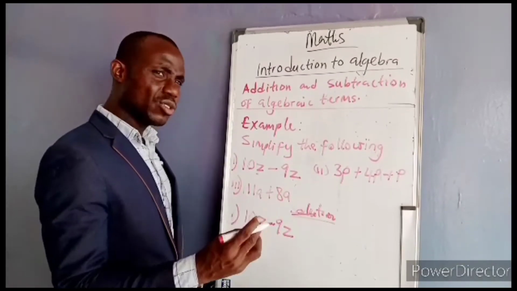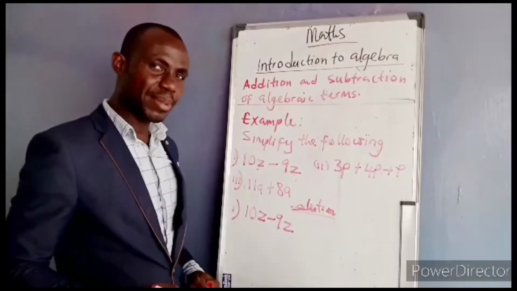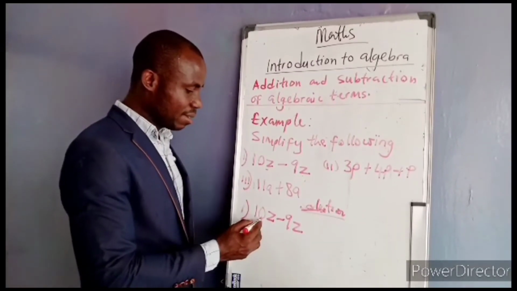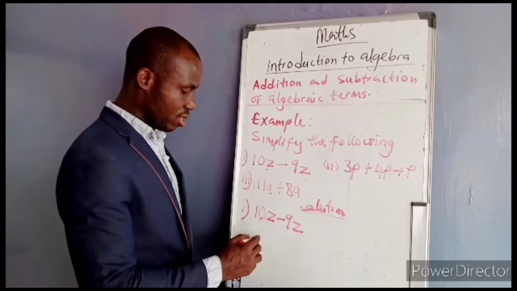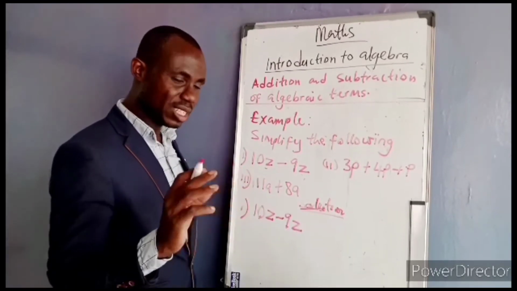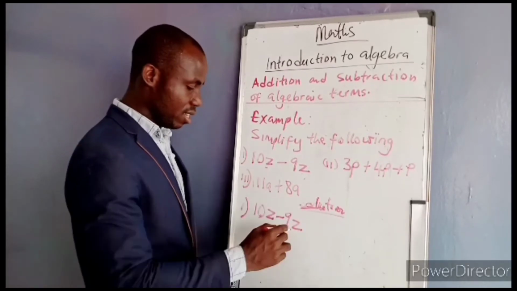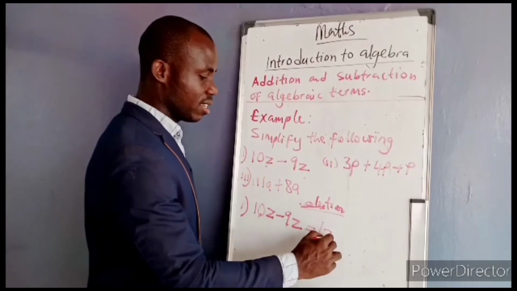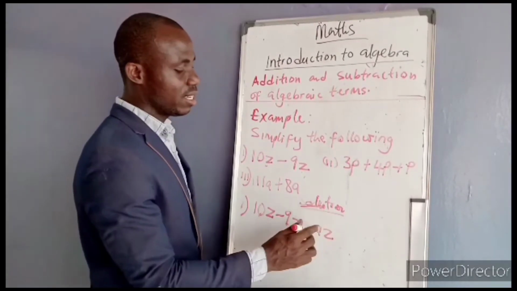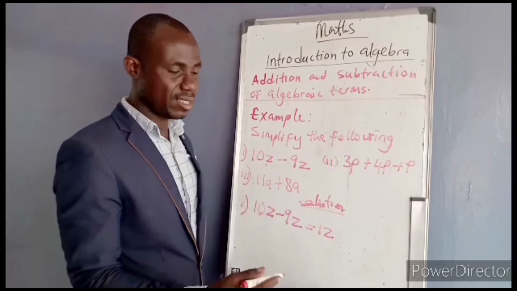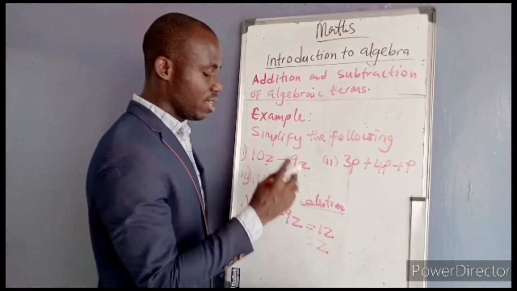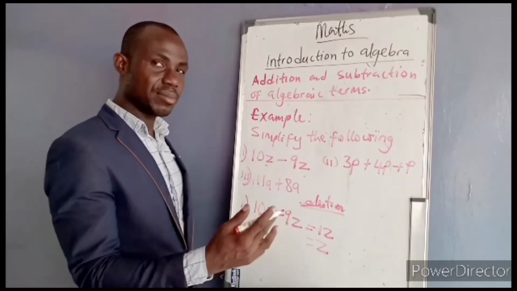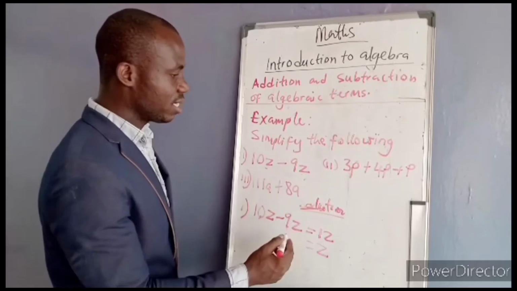So, I have 10z minus 9z. Simple. Just assume you have 10 pencils, and you remove 9 pencils from it. It will give you what? 1 pencil is left. So 10 minus 9 is equal to 1. Remember I said we only deal with the coefficients. Therefore 10z minus 9z is equal to 1z. In algebra, instead of writing 1z, you simply write z. Even if you write 1z, it is not wrong. Is that clear? Because 1z is the same thing as z.